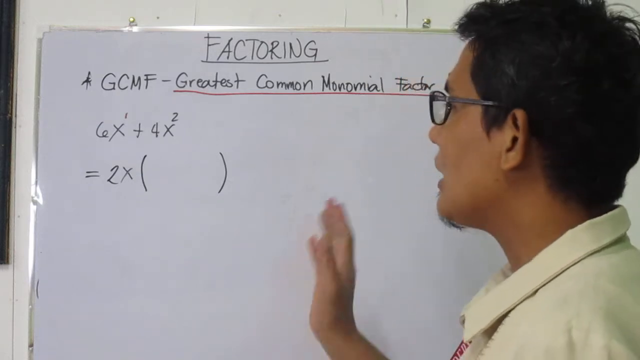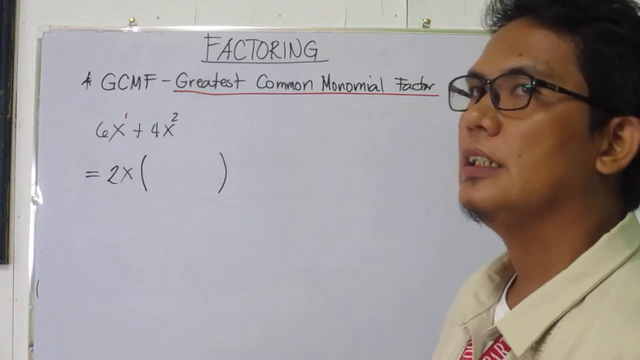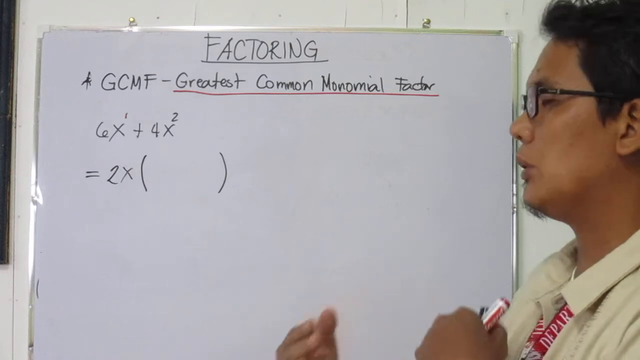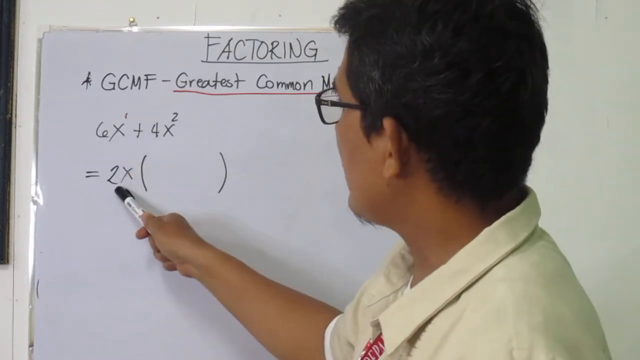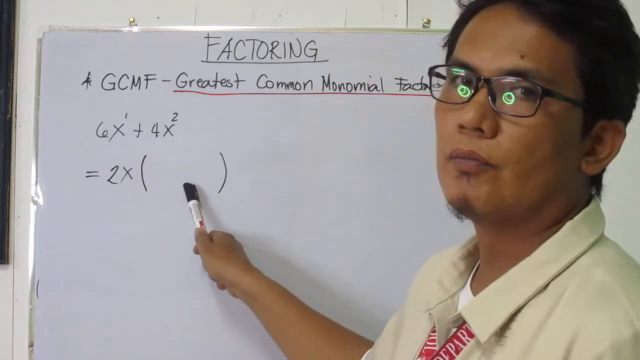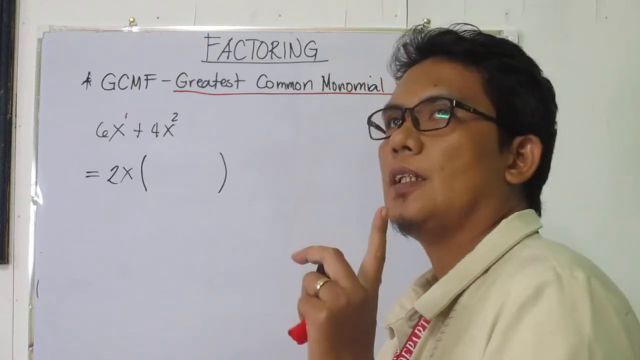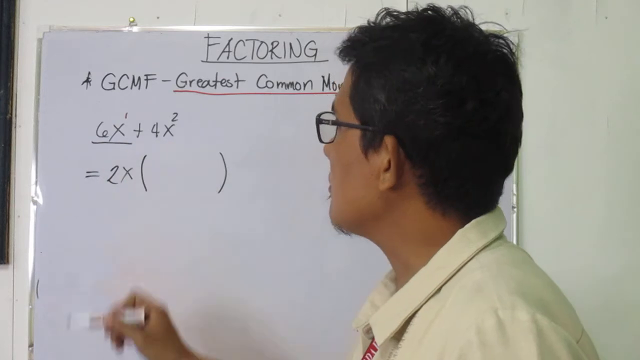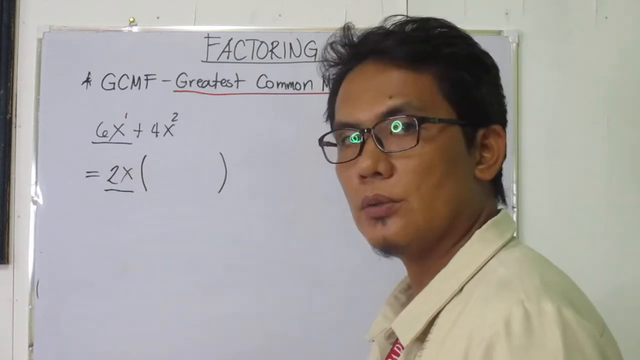Because if we're going to factor out, we're going to put the common monomial factor outside the expression that is being multiplied with in the first place, because we're going to do the reverse operation. And factoring out this 2x will give us another binomial factor here. Okay? So what we're going to do is divide our first term, 6x, by our greatest common monomial factor, 2x.